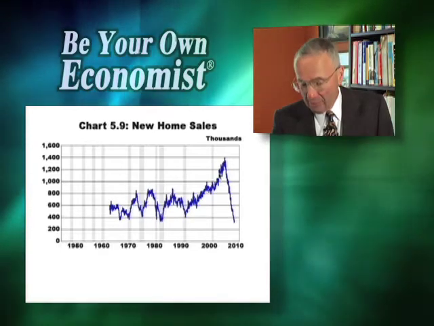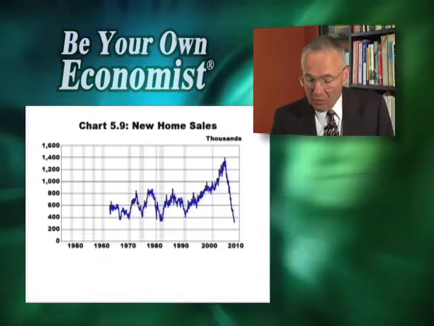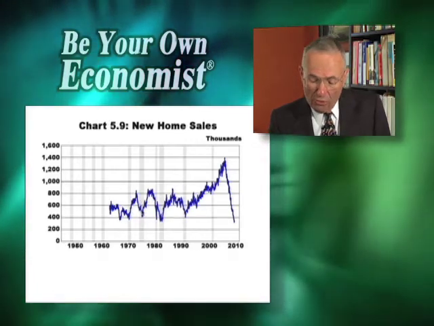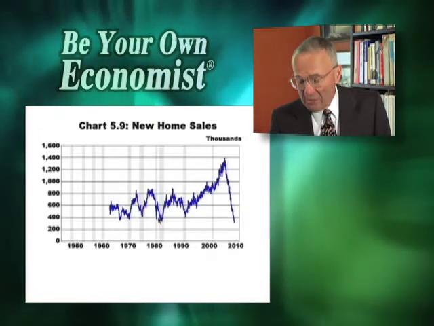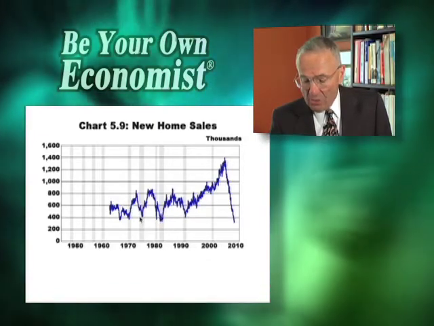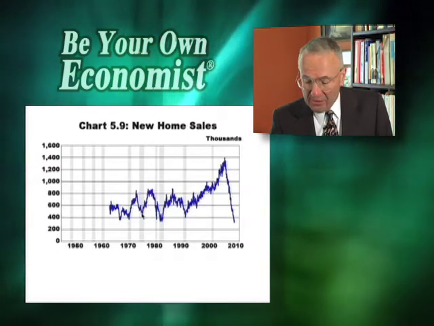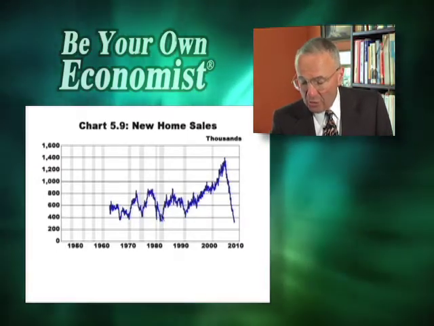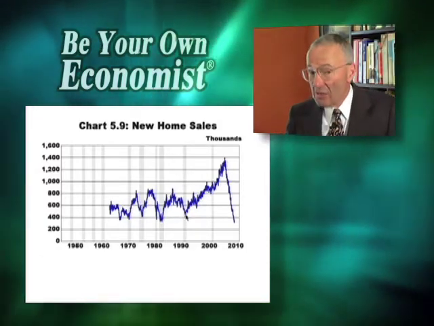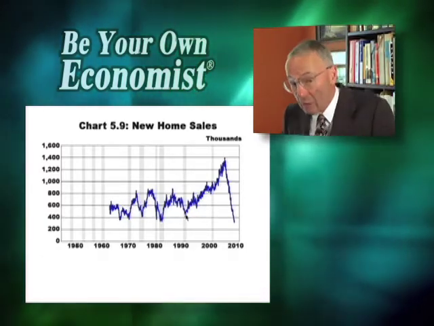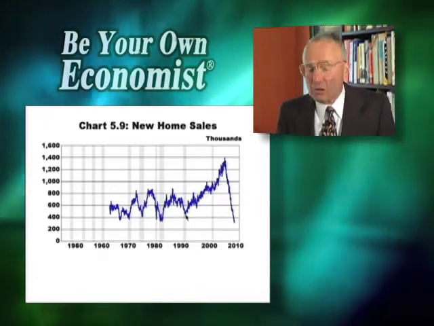Well, what happened? Interesting thing. You'll notice these dips here, and these dips indicate recessions in the previous years. You'll see we had a recession in the mid-1970s, a recession in the early 80s, a recession in the early 90s. In those instances, new home sales plunged. The plunge in new home sales was part and parcel of the recession.